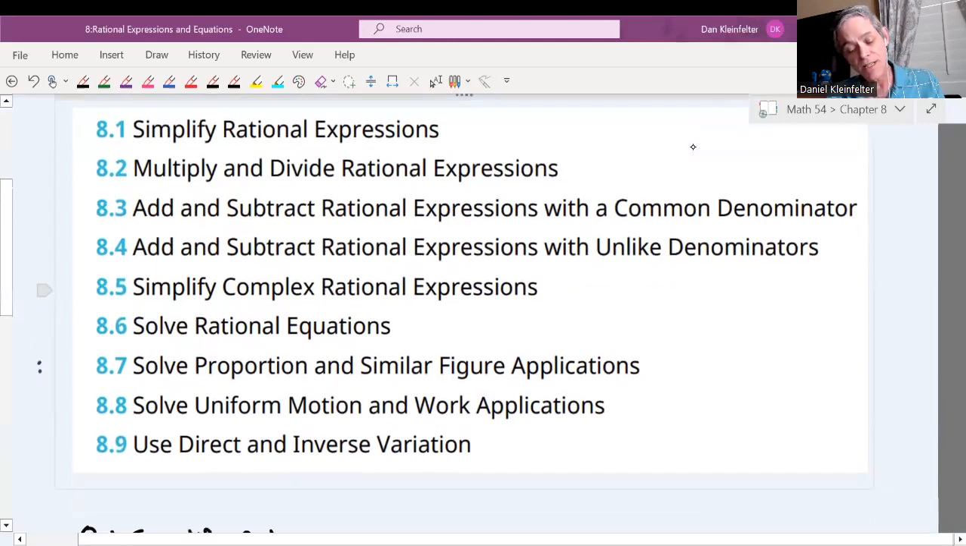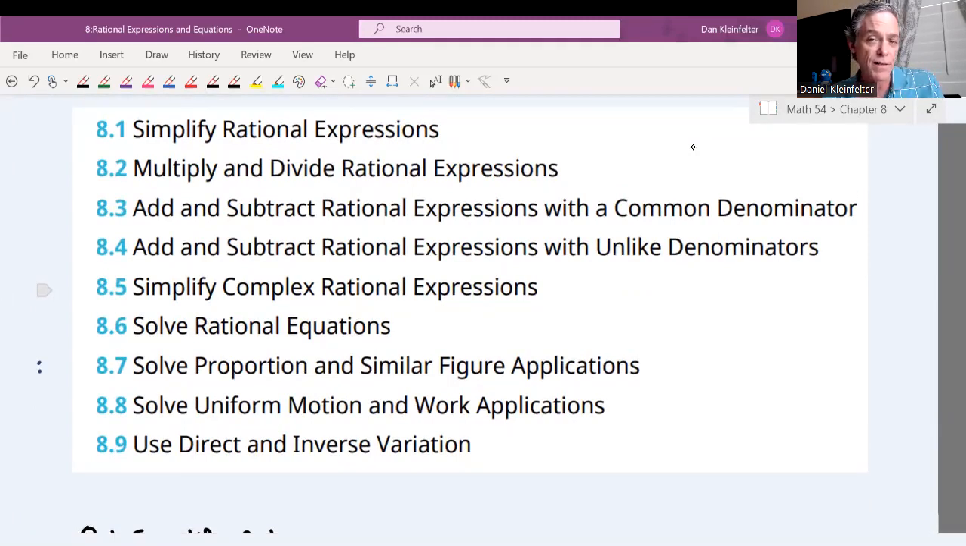The last three sections in the chapter are all story problems, all applications. Section 8.7 is about proportions and similar figure type situations. Section 8.8, uniform motion and work problems. We've dealt with uniform motion before, where we have two objects, planes, boats, trains, people, or whatever, heading toward or away from each other, and we answer questions about it. And then 8.9 is about specific kinds of word problems involving direct and inverse variation.